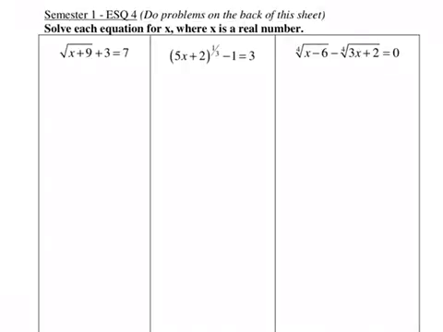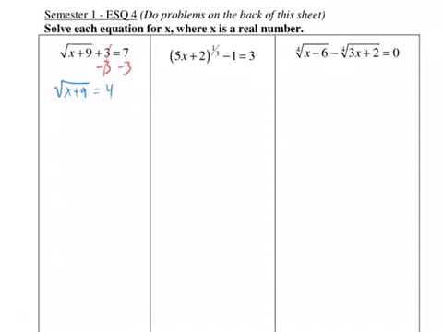All right, we are going to solve this radical equation. So I need to get the radical by itself, so I have to get rid of this 3. The opposite of plus 3 is minus 3, so I'm going to minus 3 from both sides. I now have the square root of x plus 9 equaling 4.